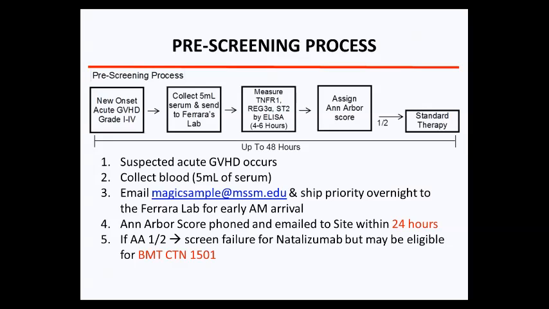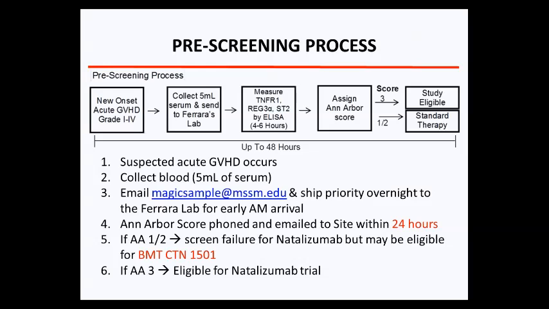In that case, it's going to be a screen failure for the natalizumab, but may be eligible for the BMT-CTN 1501, which is sirolimus versus prednisone for those that are Minnesota standard risk. I'm going to have a beautiful flow chart that was created by Sonia and Christine Wu to show exactly how it works in real life. So the Minnesota risk certification will be important for that. But if they are 1-2, they can be enrolled on BMT-CTN 1501. And then I'm going to discuss that. If they are 3, then they're eligible for the natalizumab.